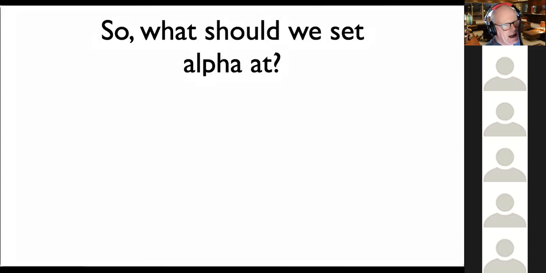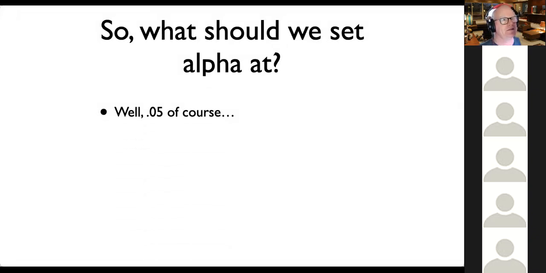So what do we set alpha at? And of course, everybody goes 0.05. It should be 0.05. Psychologists are horrible about this. It should always be 0.05. We're the worst. For years, ever since I was in grad school in the late 80s and early 90s, people have been moving away from this worship of the 0.05 level of significance, but it's still out there.